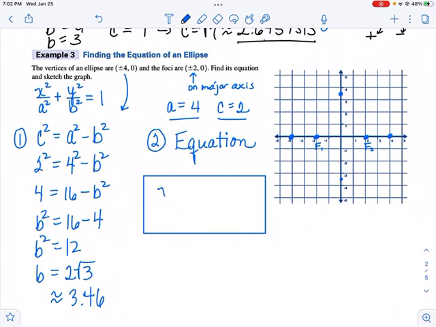So our equation form would then be x squared over 16 plus y squared over, remember, x is the major axis, it's the bigger number. So it kind of makes sense that we get b squared. We're just going to put the 12 in there, is equal to 1. And then we just want to sketch the graph.